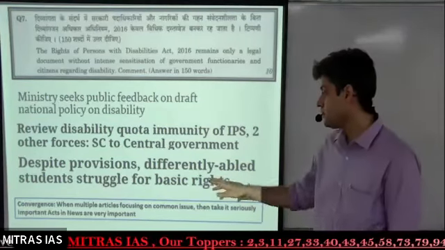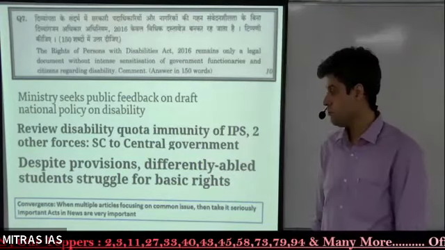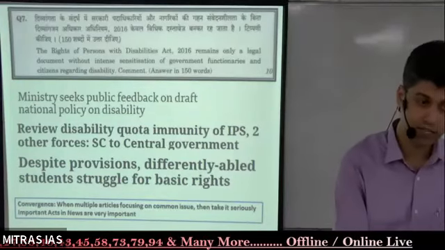Convergence: when multiple articles focus on a common issue, then take it seriously. Important acts in the news are very important, right? This is one of the takeaways for this question.